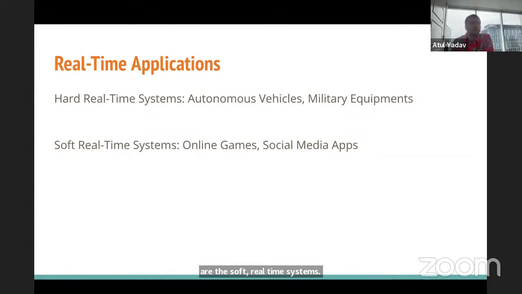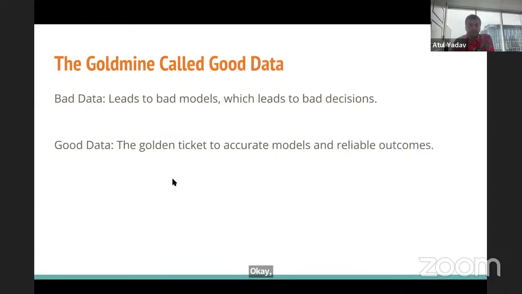Yeah, cool. I don't know why this is not moving. Okay, yeah, I will move to the next slide.